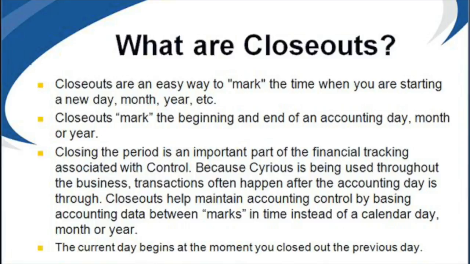Closeouts are an easy way to mark the time when you are starting a new day, month, year, etc. Closeouts mark the beginning and end of an accounting day, month, or year. Closing the period is an important part of financial tracking in Control. Because Control is being used throughout the business day, transactions often happen after the accounting day is closed. Therefore, closeouts help maintain accounting control by basing accounting data between marks in time instead of a calendar day, month, or year. Finally, the current day begins at the moment that you've closed out the previous day.